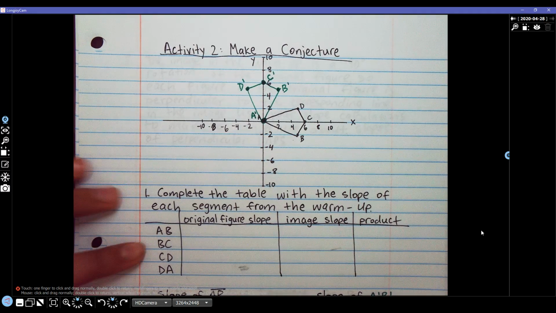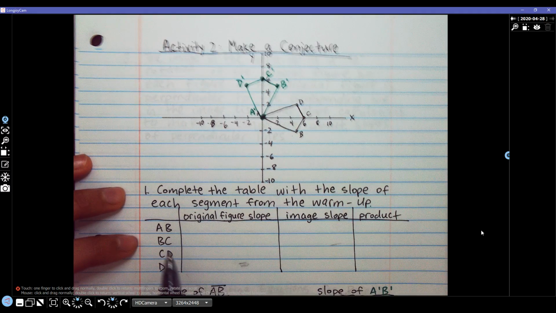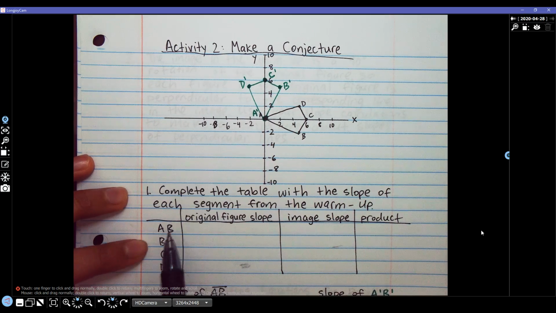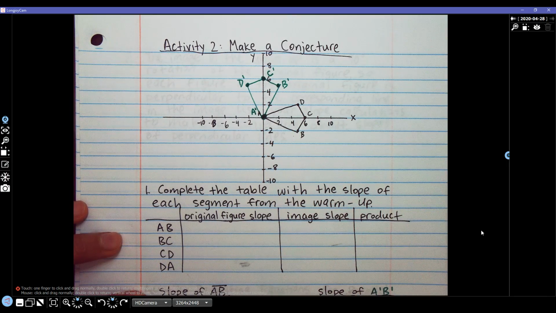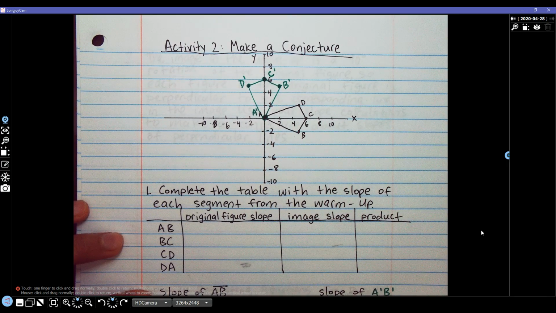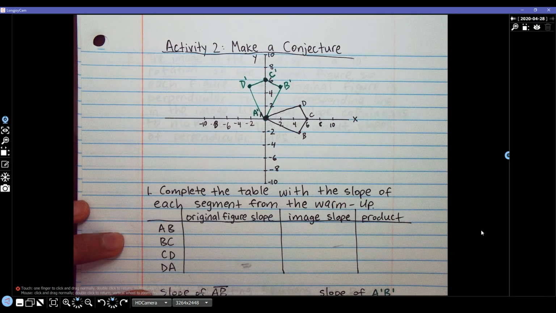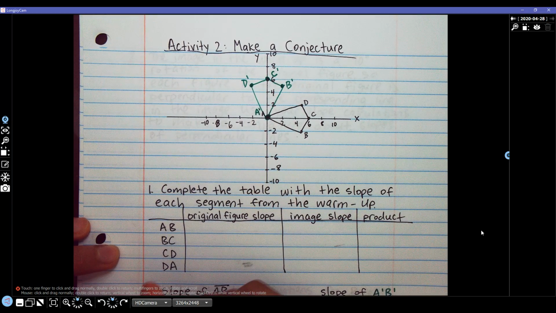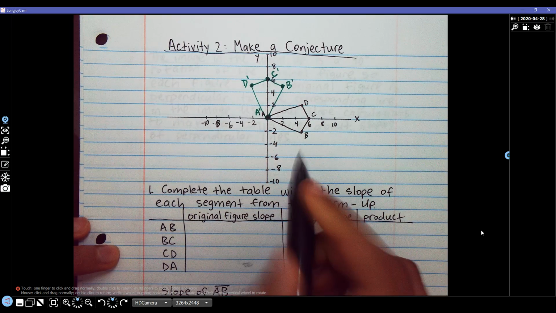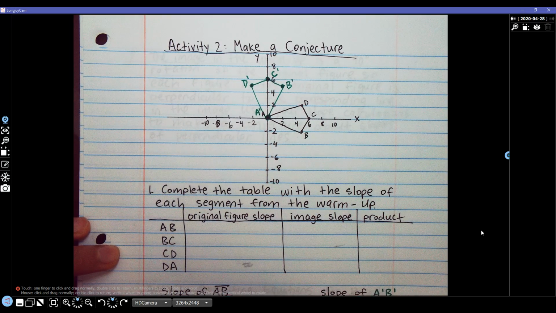So this video is just going to be focusing on finding these slopes for AB and BC. I would like for you to try CD and DA on your own. So let's start off by looking at segment AB. What's going to be helpful is to find the coordinates. So A is at 0, 0, and then B is at 5, -2.